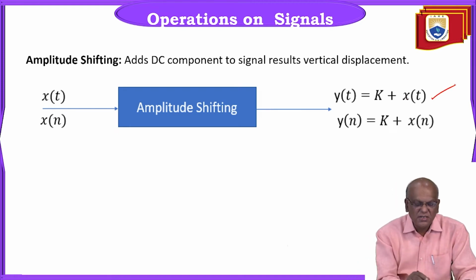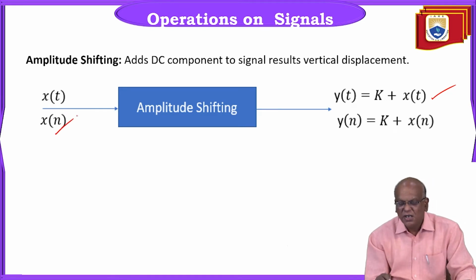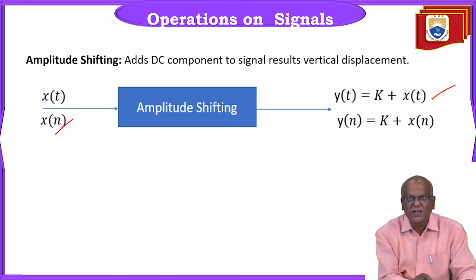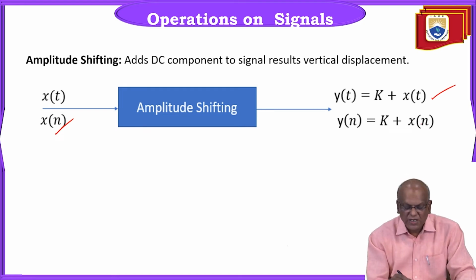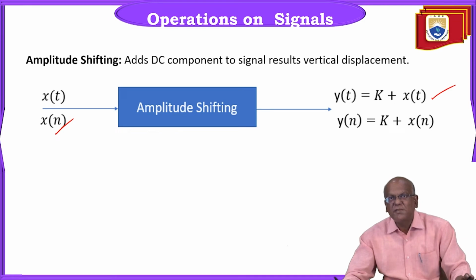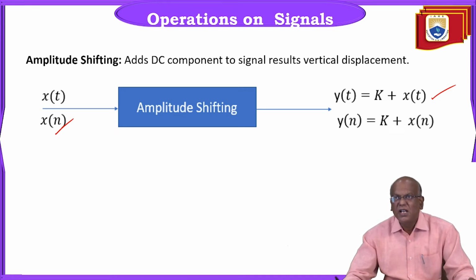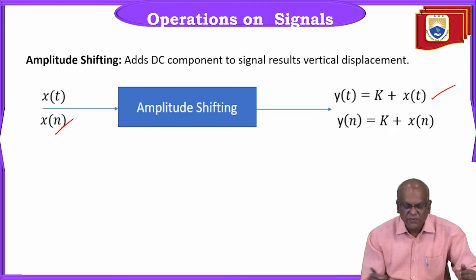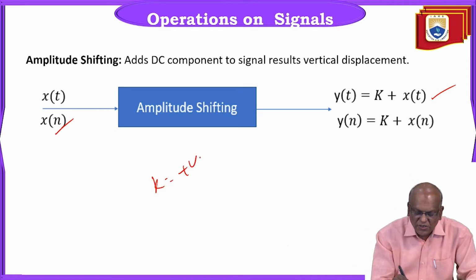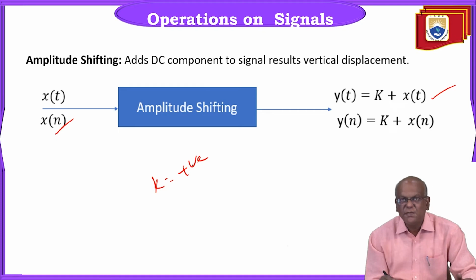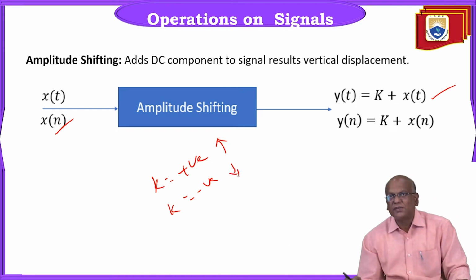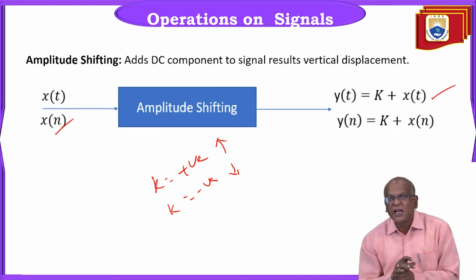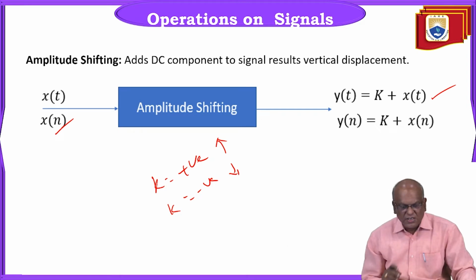In discrete time signals, x of n is the input signal, and if you perform an amplitude shifting operation on x of n, the resulting signal is y of n, given by k plus x of n. The k value decides whether the shifting is vertically upward or vertically downward. If k is positive, the shifting is in the upward direction. When k is negative, the signal is shifted in the downward direction. Let us discuss by considering some example.